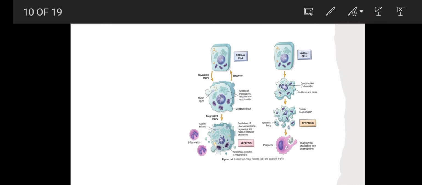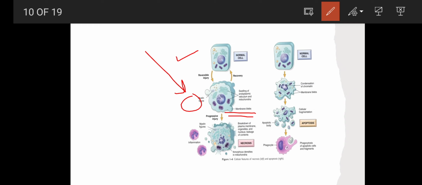Now here we can see that this is actually a normal cell. So here we have the normal cell. When a reversible injury happens, different types of mechanisms get started in the cell. For example, myelin figure formation occurs, swelling of the endoplasmic reticulum and mitochondria occurs, and the formation of membrane blebs occurs when there is injury in the cell.